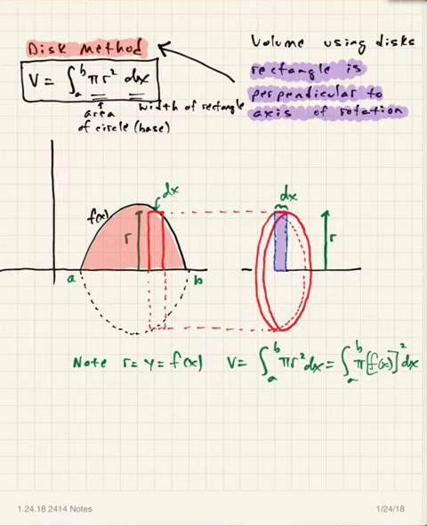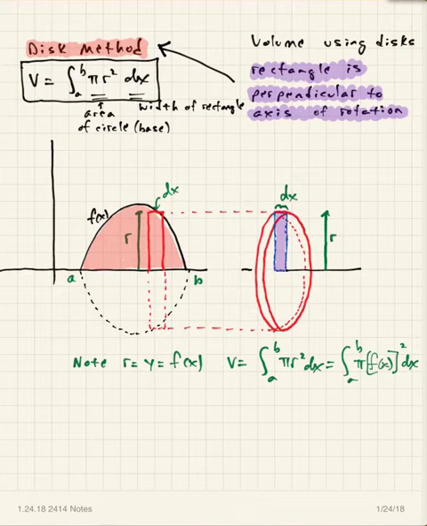All right, and then once you've drawn in the rectangle appropriately, because the form is pi r squared dx, what you need to do is identify what the radius is. And I would actually draw the radius on the picture that you're drawing, and I would label it r. Say this is the radius.